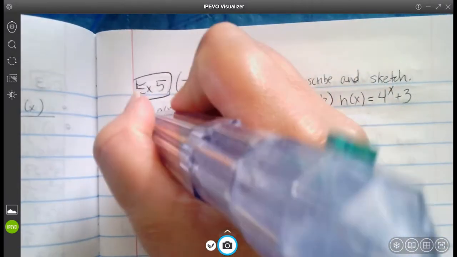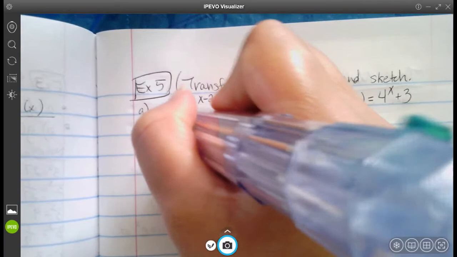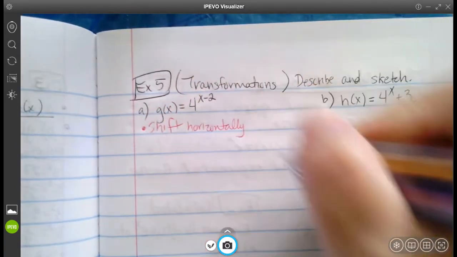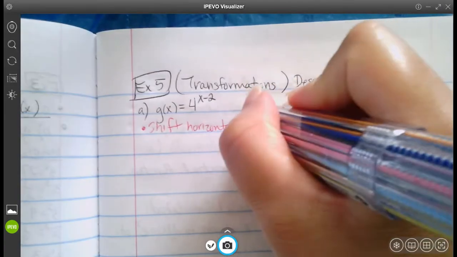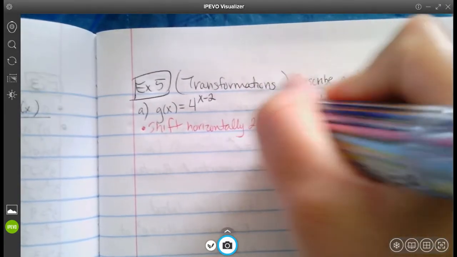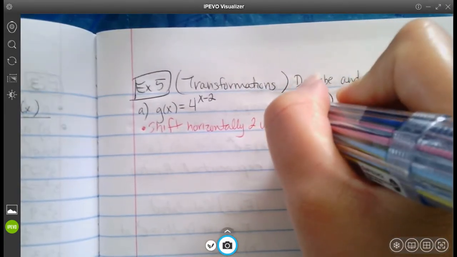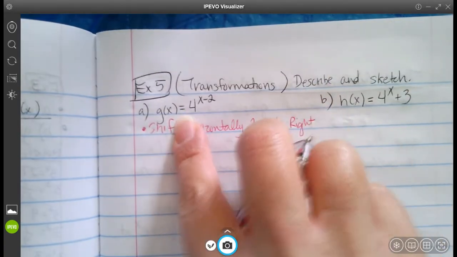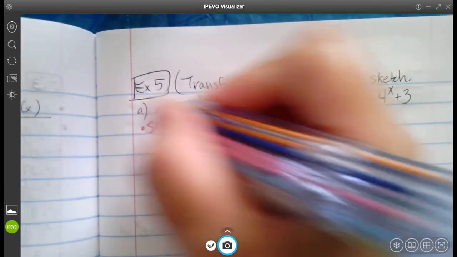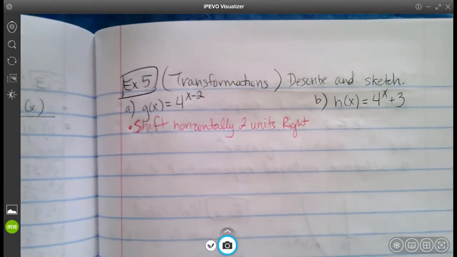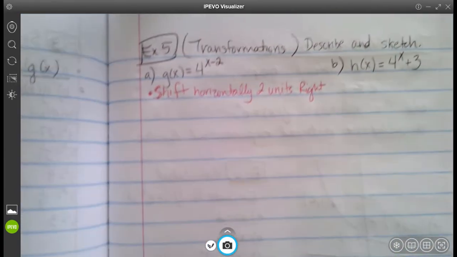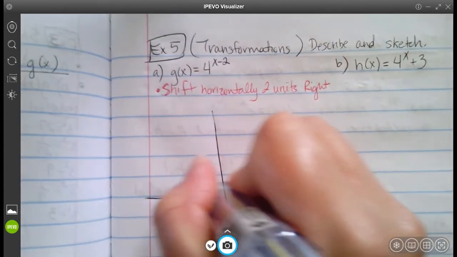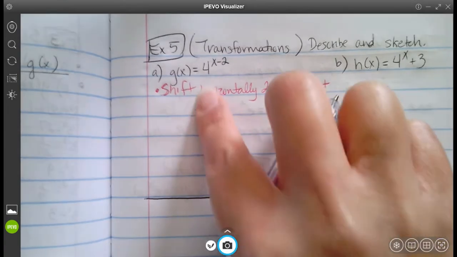I'm going to shift horizontally or translate, okay, 2 units right. So 2 spaces to the right, because it's a minus 2, so it's actually going to go the other way. So when I graph that, because it's a little bit tricky with the exponentials, we don't want to do a whole bunch of tables, right? So what we're going to do is just graph our original function.